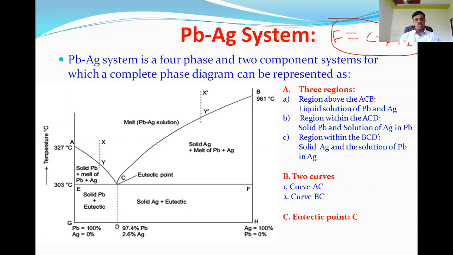These two variables we are using in this lead-silver system. In the water system, we were using temperature on the x-axis and pressure on the y-axis. Since the vapor phase does not exist in this case, temperature is taken as a variable. Temperature is also variable and the composition is also variable.